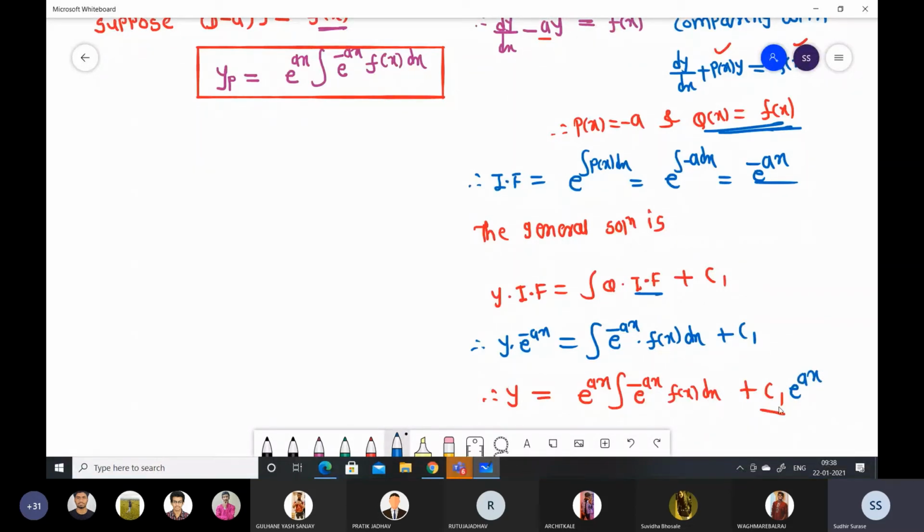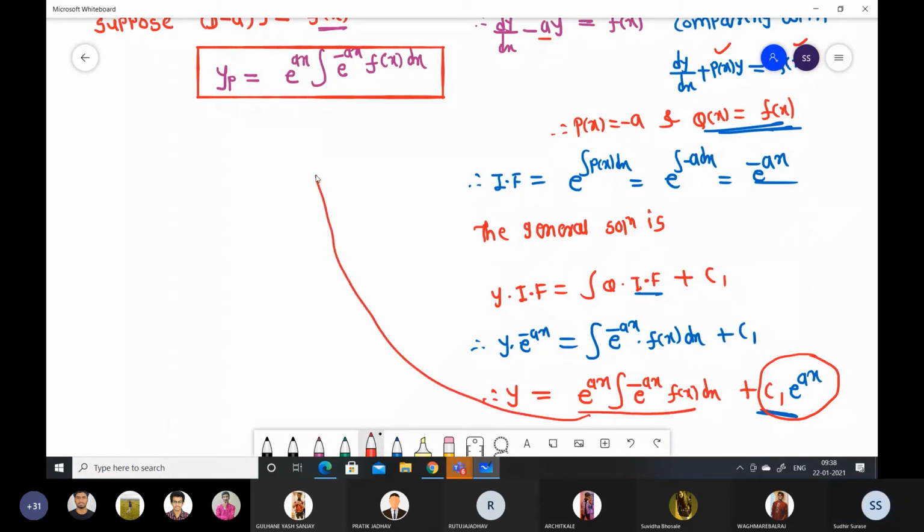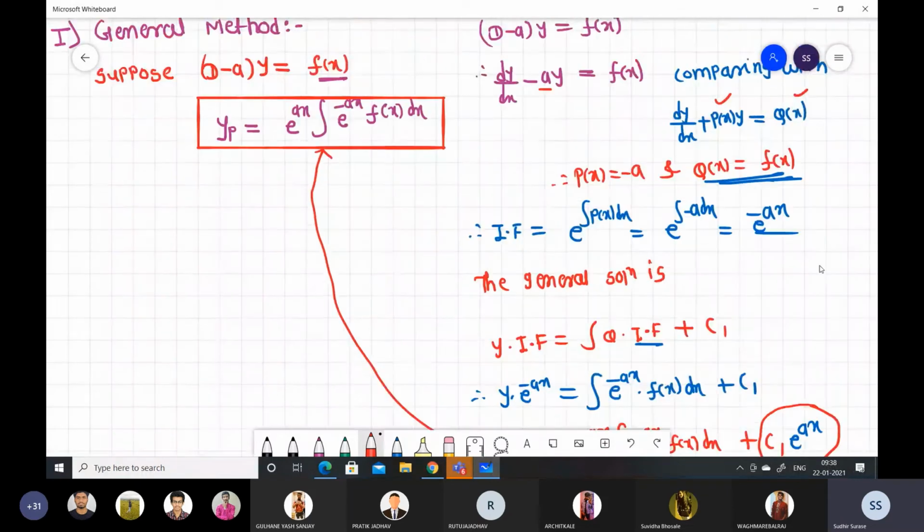And you can see here this is the complementary function that we obtained earlier, right? By considering the associated homogeneous differential equation, we get this part. And here this remaining part is just that, the particular integral. Okay, so in short, what is the formula? The formula is very simple.